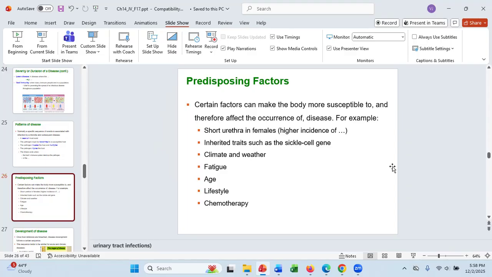Another example, which isn't really inherited, although it's partly inherited, is diabetics. Diabetics are more likely to come down with a disease than a non-diabetic. Climate and weather are well known to be predisposing factors. Everybody knows colds and flus are more likely to spread in the wintertime.